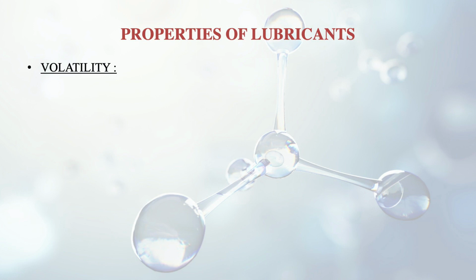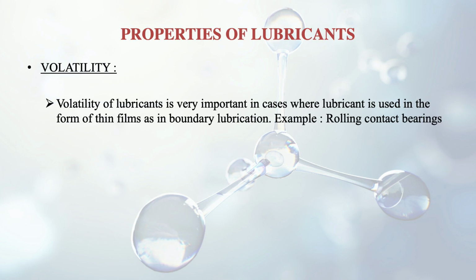And then what is volatility? This is also a property of lubricant. Volatility of a lubricant is the tendency of going into the vapor phase, how quickly or how slowly it can go into the vapor phase. That is told by volatility, and it is very important in cases where the lubricant is used in the form of thin films, as in the case of boundary lubrication, because if it goes into vapors very quickly, then there may be nothing in between the contacting surfaces. An example is rolling contact bearings.